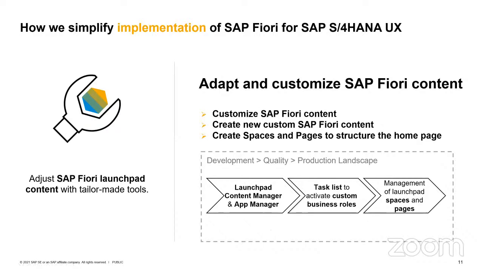Then after customizing the content, you can activate this custom content using the FCM task list, as just mentioned. And finally, to structure your content on the Launchpad with the pages and spaces concept, you then use the Manage Spaces and Pages app to define your Launchpad content structure, which is then visible for the end user.